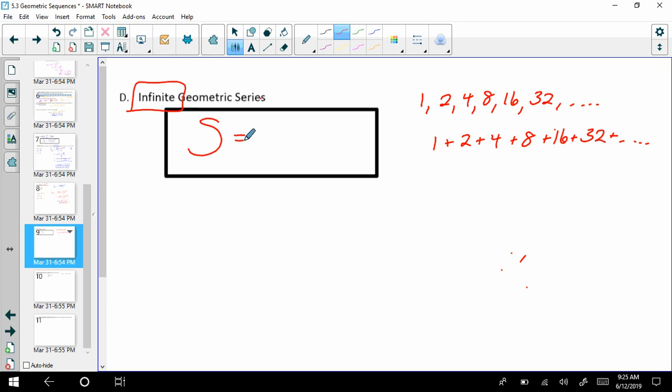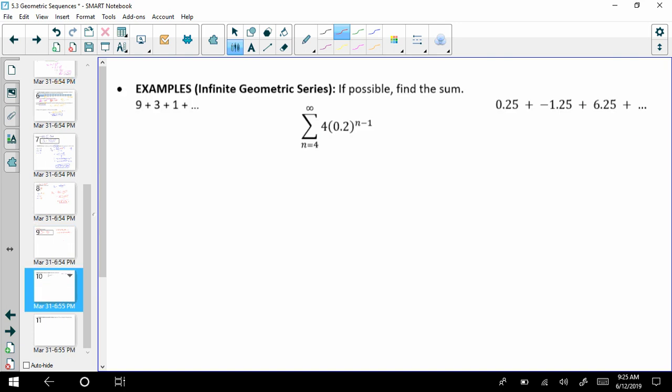The formula for this, because believe it or not, there is a formula, the sum of an infinite geometric series, if it goes on forever, you take a sub 1 divided by 1 minus r. So let's try an example of this. I want to show you what I mean by this. If possible, find the sum. So that's important. If possible. Not all of these are going to be possible.